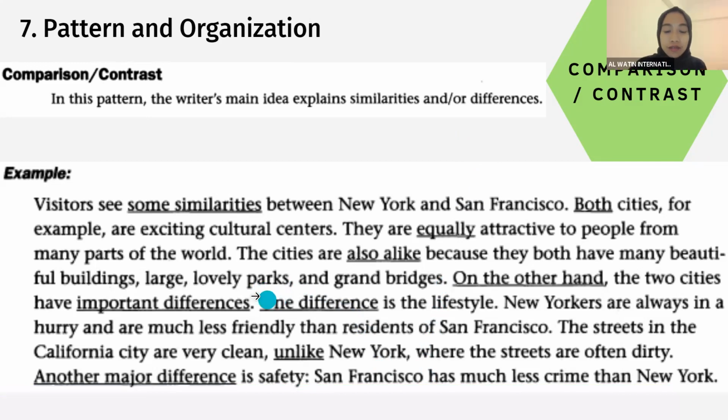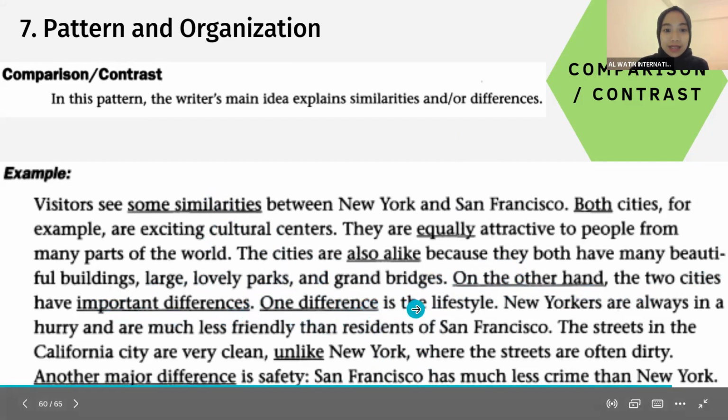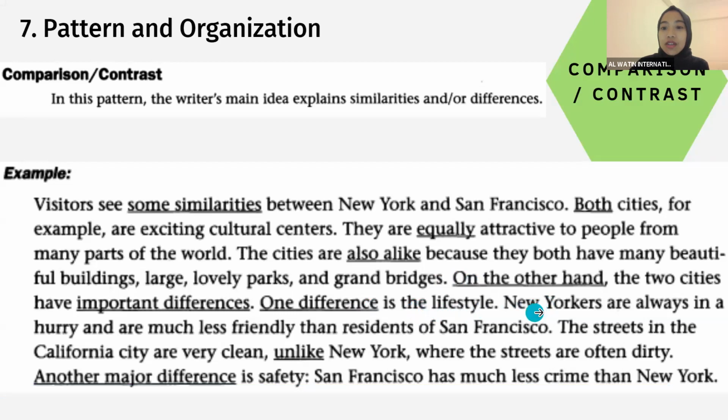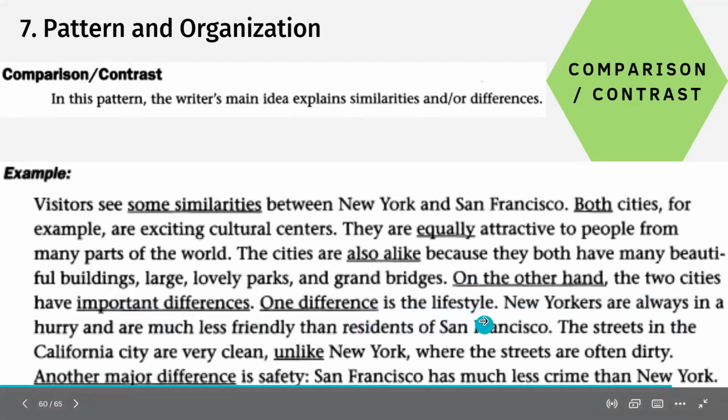Okay, actually, what do you think? Actually, they compare the differences, since this phrase: On the other hand, the two cities have important differences. One difference is lifestyle. New Yorkers are always in a hurry, less friendly than residents of San Francisco. Here they write California, yes.